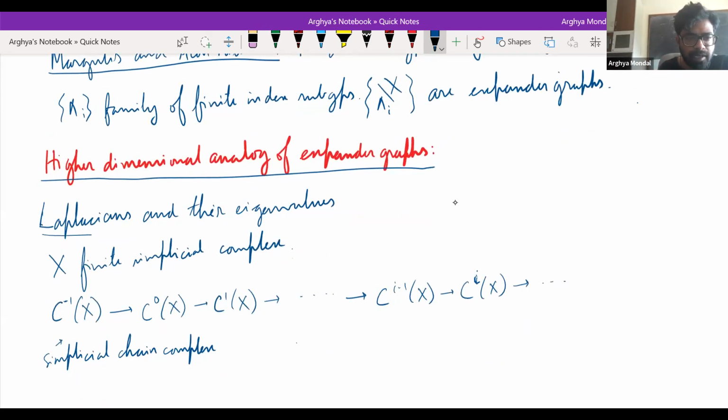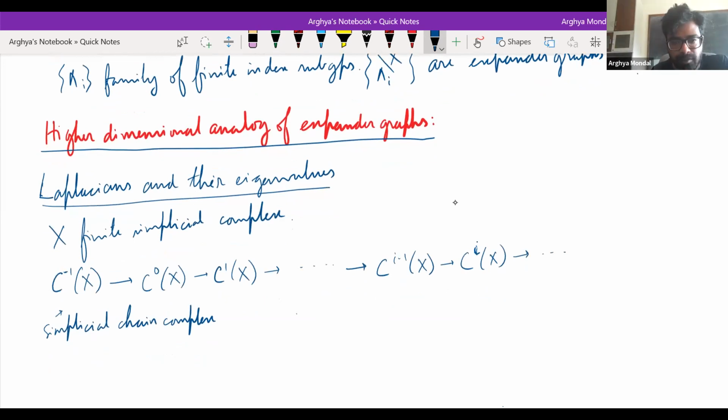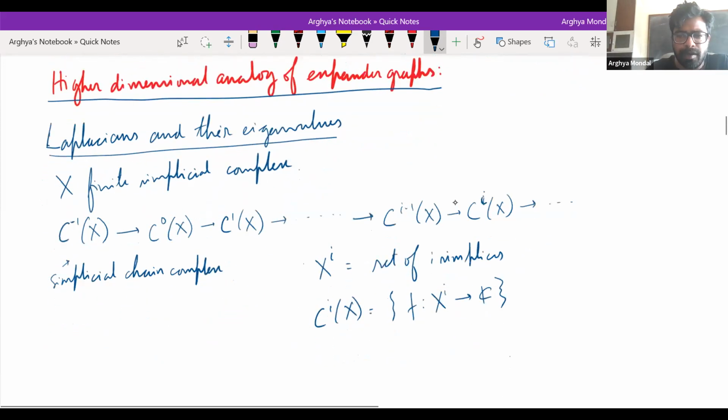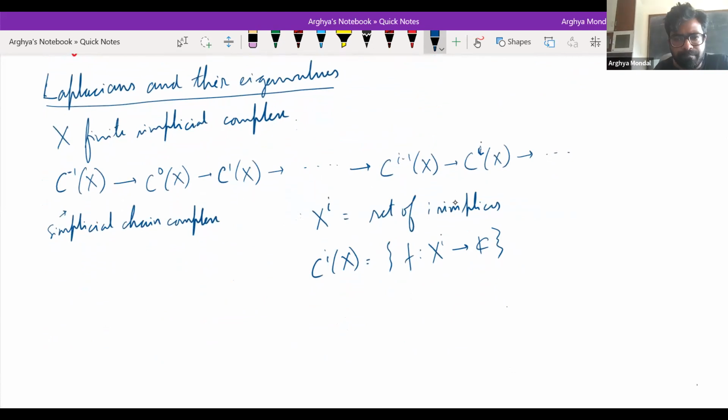So let us look at a finite simplicial complex X, and let us look at its simplicial chain complex. So what that means is that, suppose you look at X_i, this is the set of i-dimensional simplices, and C^i(X) is all functions from X_i to, let's say, C. Let's work with complex numbers.